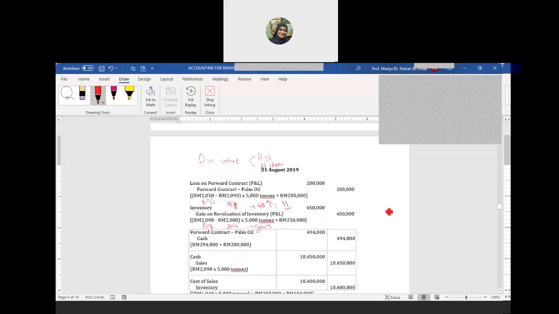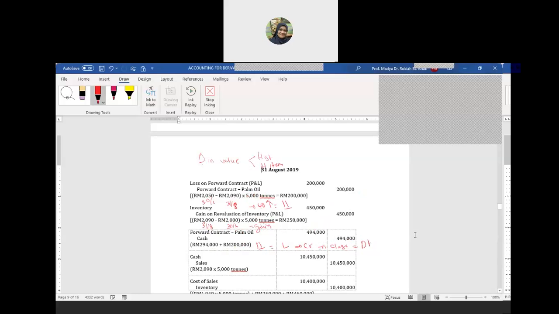Okay, when you total up here, your forward contract has an amount of 294 and then plus another 200. Both of these have a loss. So loss means that you have a liability here. So a liability is a credit side. Once you want to close it, or close here means that you have settled, you need to debit. So debit your forward contract of palm oil 494 and then credit cash of 494.